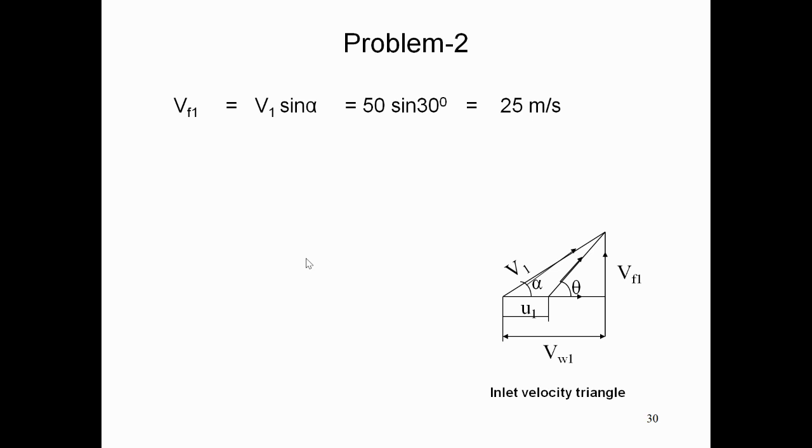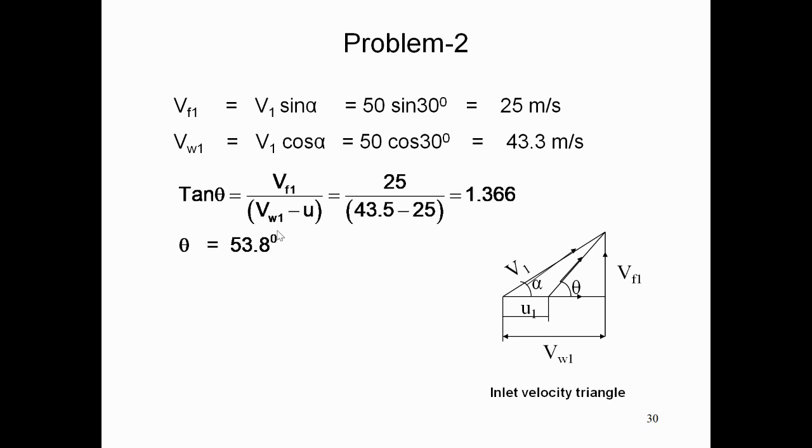From the inlet velocity triangle we can see that vf1 is equal to v1 sin alpha. So 50 into sine 30 degrees gives 25 meters per second. Next, vw1 is equal to v1 cos alpha. So 50 cos 30 will give 43.3 meters per second.